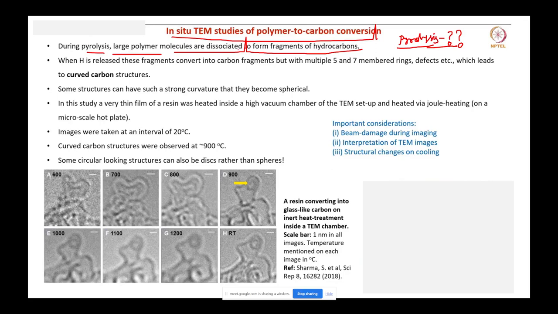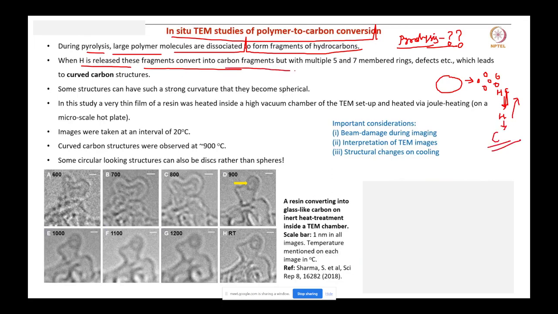So the large polymer molecules are dissociated to form fragments at high temperature. Suppose you have something like large polymer molecules. After pyrolysis, they will make fragments of a hydrocarbon. Okay. Now, when hydrogen is released, these fragments convert into carbon. So now it is a hydrocarbon. After that, hydrogen will be released. Now what will remain? Only carbon.